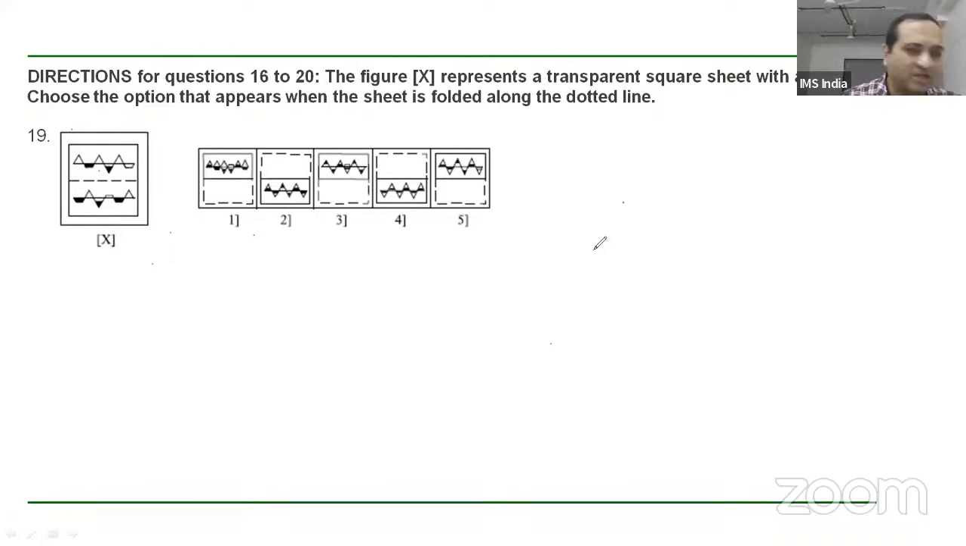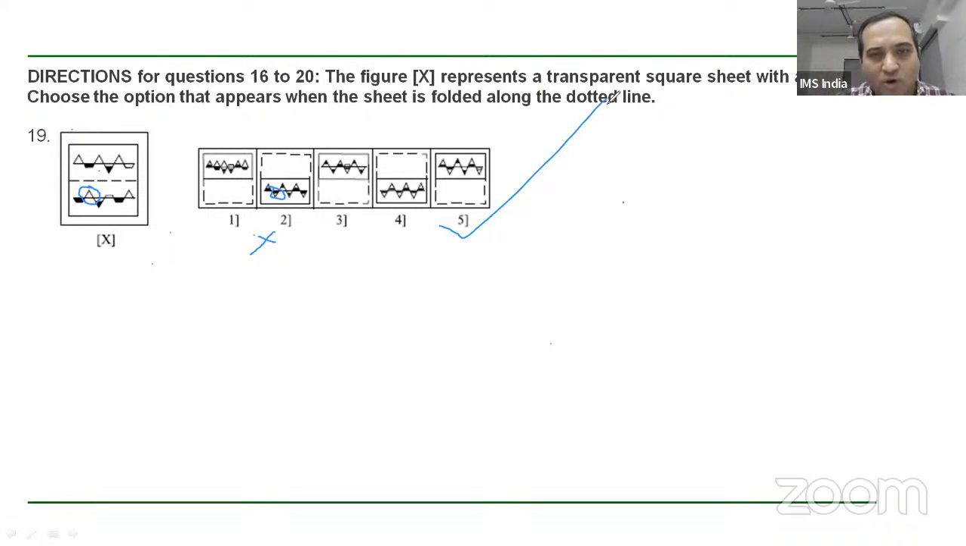Vidya, 2 cannot be an answer simply because, see, when you fold downwards, the second triangle will remain as it is. In your figure, the second triangle is down. So 2 therefore will get eliminated when you're folding down. Vidya, did you get this? Correct, Mukesh. Yes, the correct answer is 5.